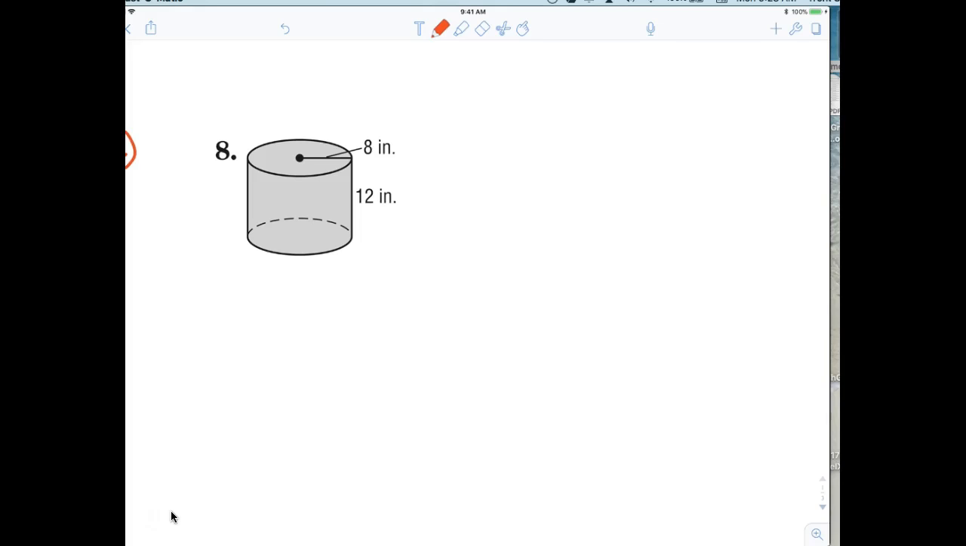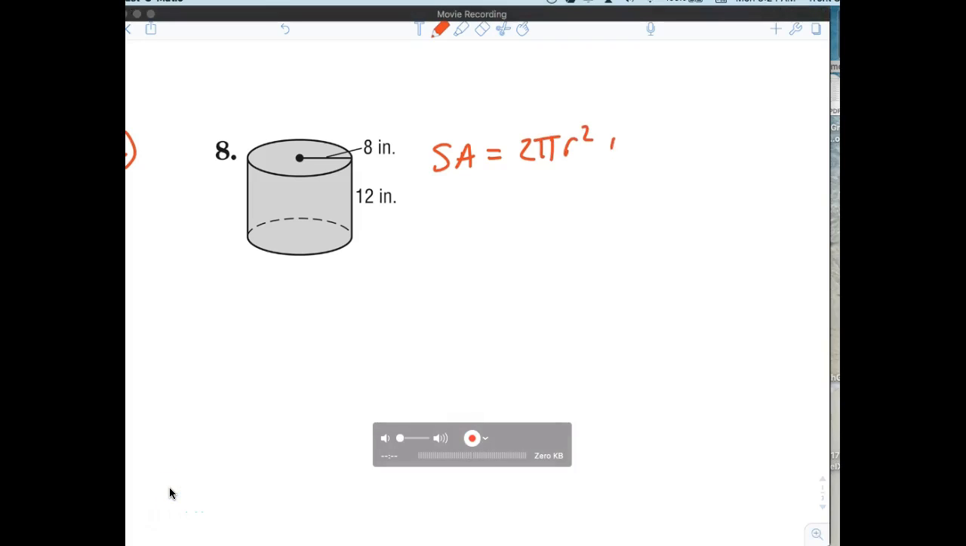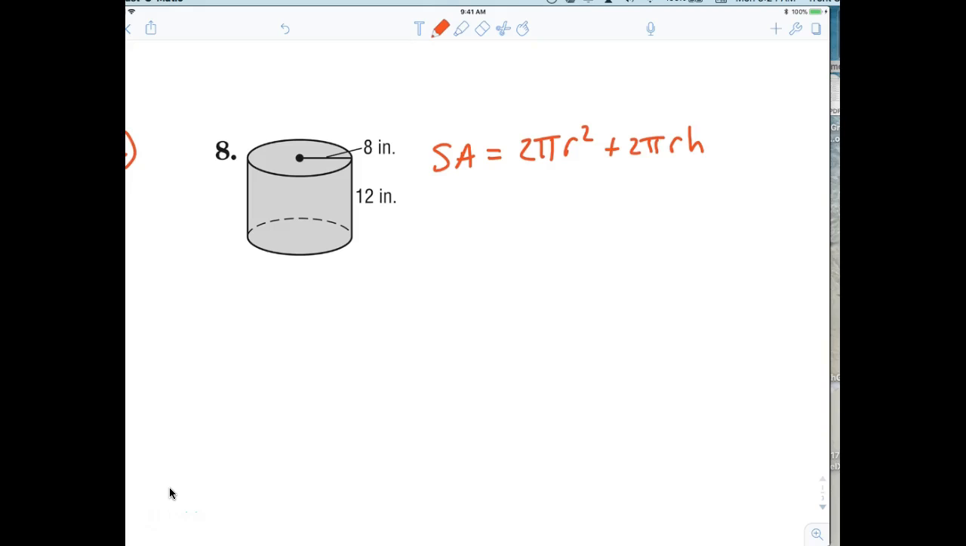Surface area equals 2 pi r squared plus the lateral area, so 128 pi plus 12 times 16 pi. So then it becomes surface area equals 128 pi plus 192 pi. And then it becomes 320 pi square.